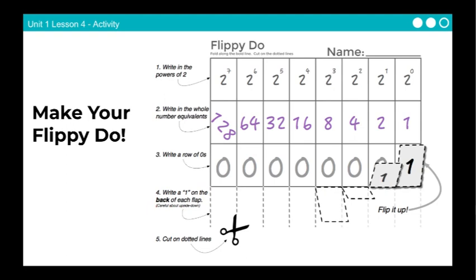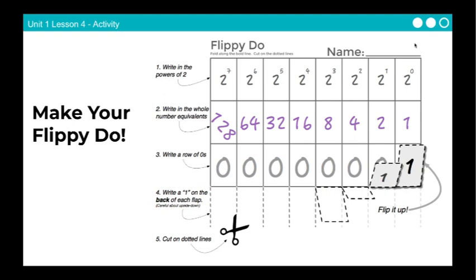So I am going to share a separate video on how to make the flippy-do, and I messed up a couple of times in this video, so I hope you enjoy watching it because it was humorous as I was making it a few years ago.